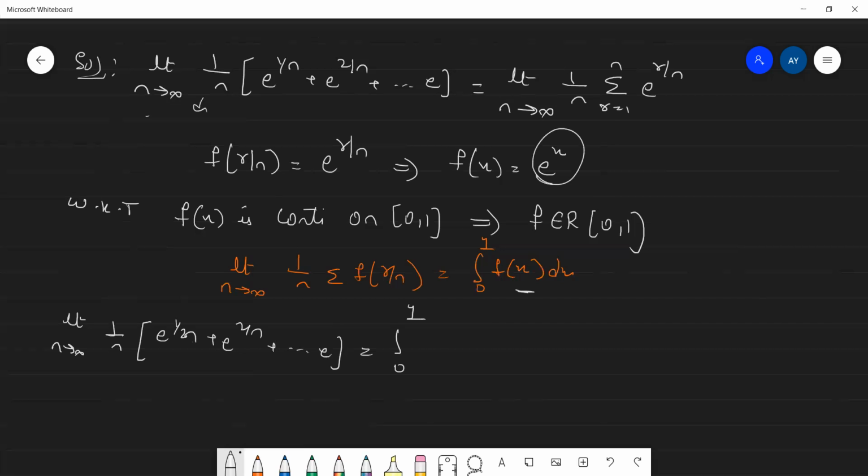What is f of x? e power x. e power x into dx. So what is the integral of e power x? e power x itself. And the interval is from 0 to 1. So this is equal to e power 1 minus e power 0. Something power 0 is 1. So e minus 1. This is what the required solution is.